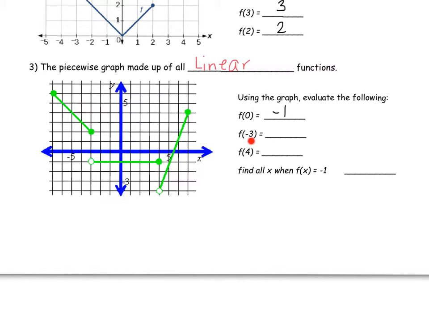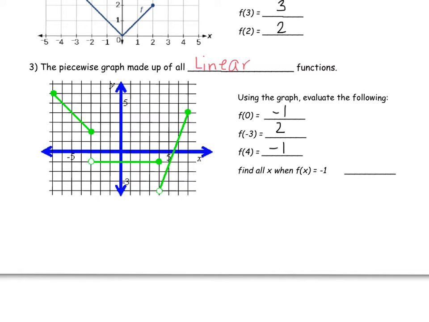All right, let's look at f of negative 3. So when x is negative 3, do I look up here or down here? You want to be saying up because that's where the closed circle is. So negative 1, negative 2, negative 3, up 2. F of 4 tells us what's the y value when x is 4. You should have done 1, 2, 3, 4. Pick the closed circle, not the open. So -1 should be your answer.